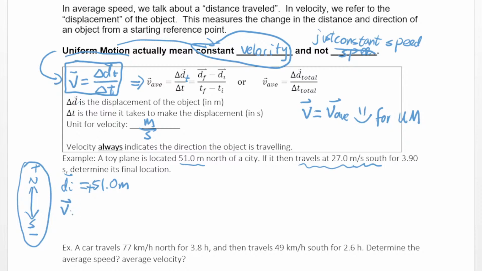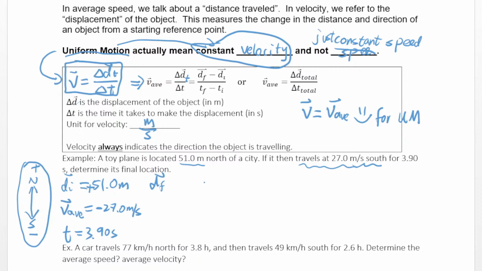Our velocity, once again: the question didn't mention any other velocity, so we're going to assume uniform motion. You're allowed to assume that for Science 10. Or you can write V average. I'm going to write V average here, because that's what the formula technically is. So V average is negative 27.0 meters per second. All right? And then the time taken is 3.90 seconds. Time is scalar, no direction. All right, and what's the final position?